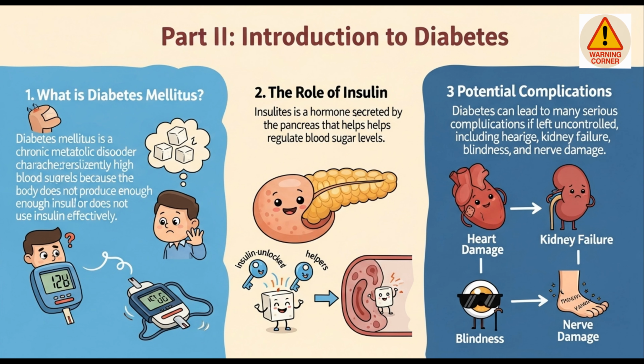Part 2. Introduction to diabetes. Diabetes mellitus is a chronic metabolic disorder characterized by persistently high blood sugar levels because the body does not produce enough insulin or does not use insulin effectively. Insulin is a hormone secreted by the pancreas that helps regulate blood sugar levels.